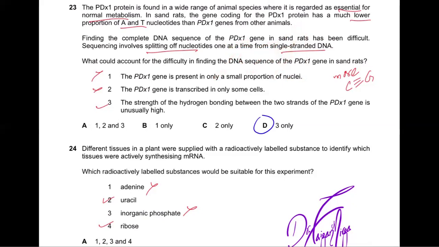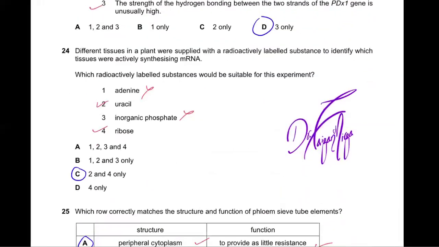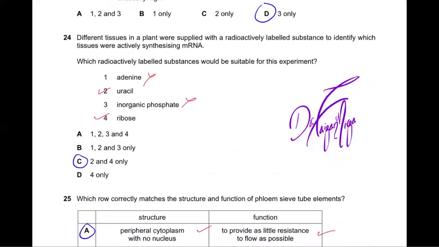The PDX1 gene is transcribed only in some cells. Again, we are not given this information. The strength of hydrogen bonds between the two strands of the PDX1 gene is unusually high. Yes, because of more CG bonds. So option 3 is correct. Different tissues in a plant were supplied with a radioactively labeled substance to identify which tissues were actively synthesizing mRNA.